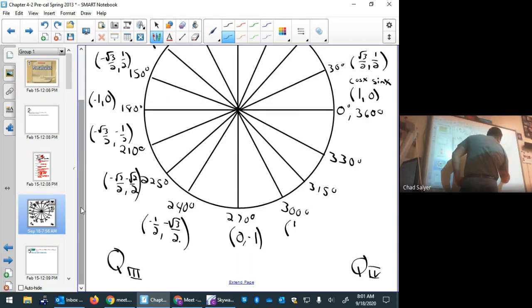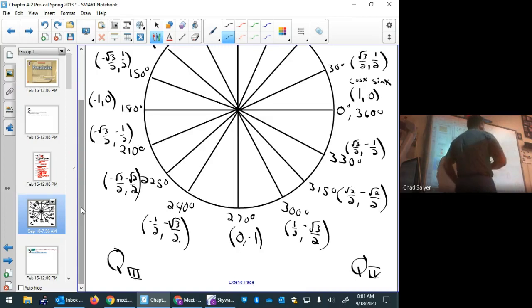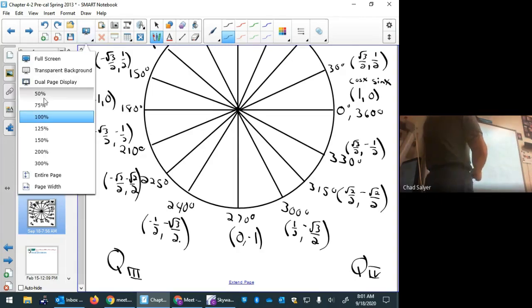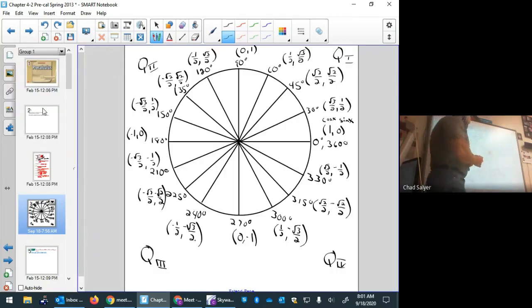So this is going to be +1/2, comma negative radical 3 over 2. This is going to be positive radical 2 over 2, and then negative radical 2 over 2. For 330, I've got positive radical 3 over 2, and then -1/2. So that's every angle measure in degrees and every value on the unit circle. So we can build it all from that first quadrant.